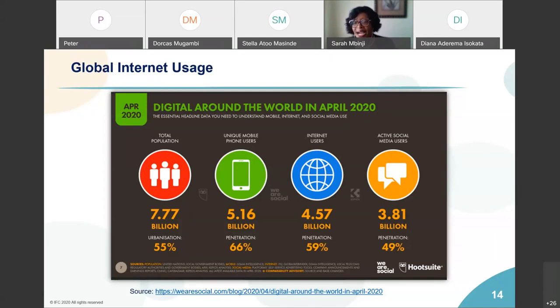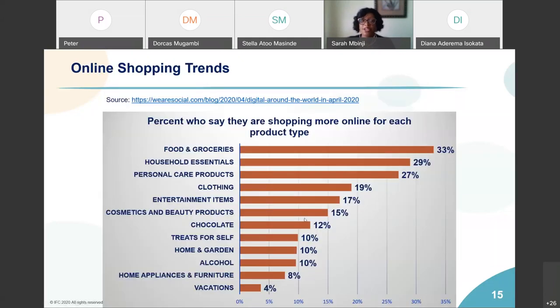Social media, active social media users, 3.8, almost 4 billion people. And I think we've seen this. We talk about addictions to the internet. When somebody wakes up in the morning, what's the first thing they do? They pick up their phone and look for one thing or another. The question is, are they going to see you and the products and services that you're offering?